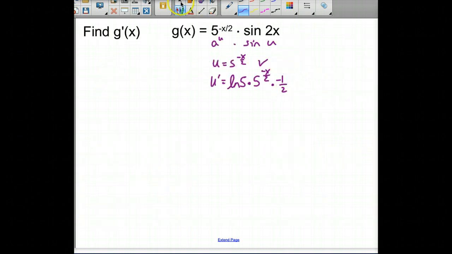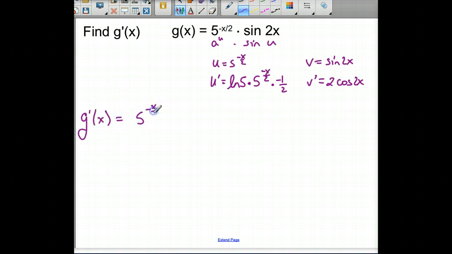And then v, I'm going to move the v over here. Sorry, let's undo that. v is sine of 2x. So the derivative of v is the derivative of the outside, which is cosine 2x, times the derivative of the inside, which is 2. So we have 2 times cosine 2x. So product rule says u times v prime plus v times u prime.